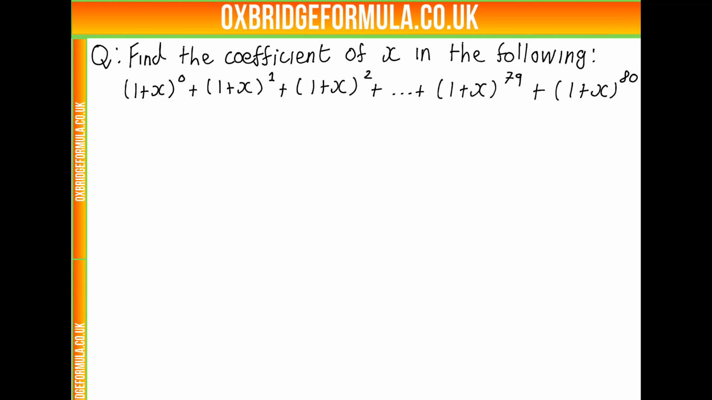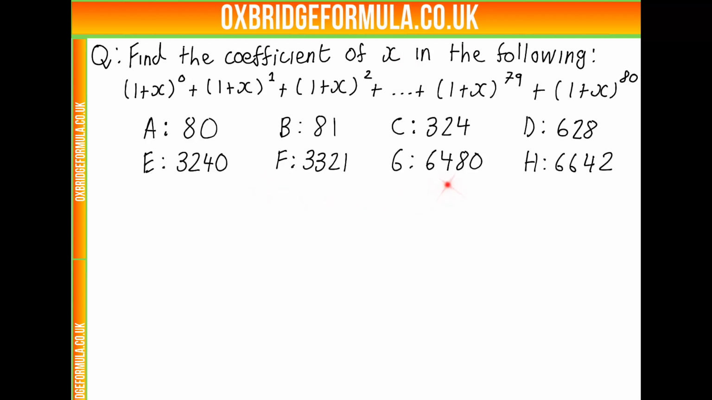In this question, we're given this expression: (1 + x)^0 + (1 + x)^1 + (1 + x)^2, etc., all the way up to (1 + x)^80. And we're asked, if we expand all of this, what's the coefficient of x? And we're given some options for what the answer might be.